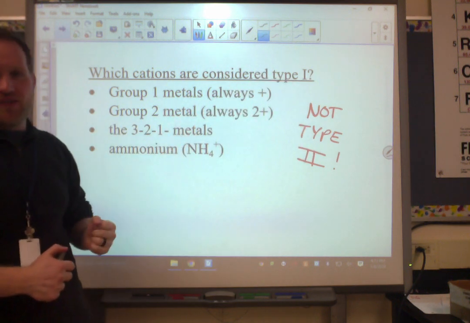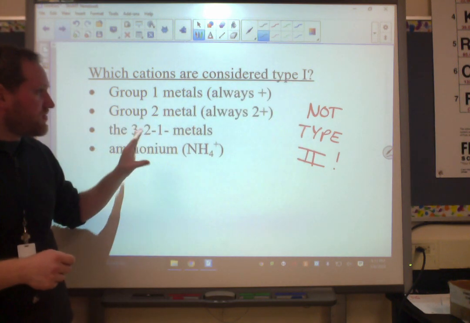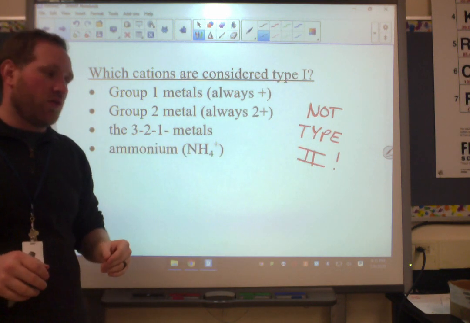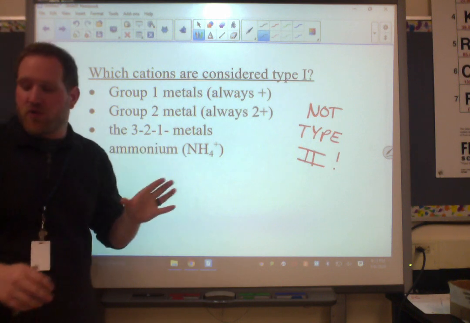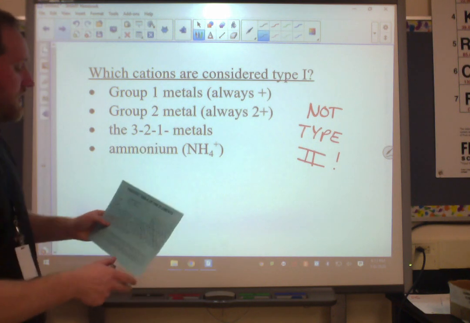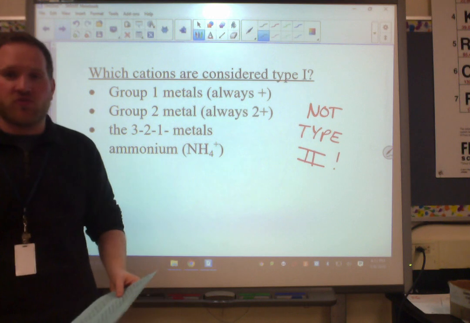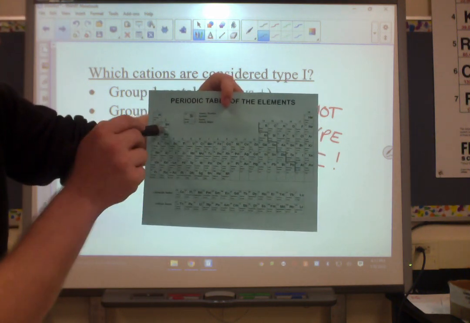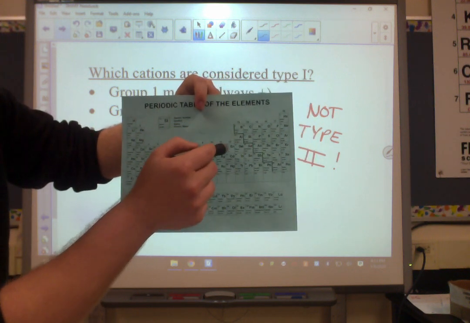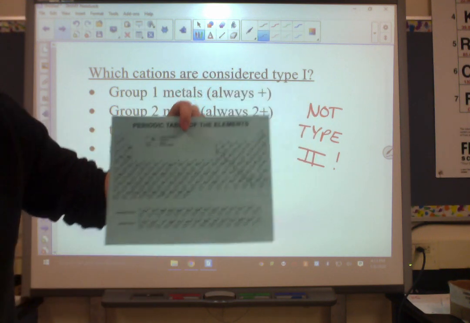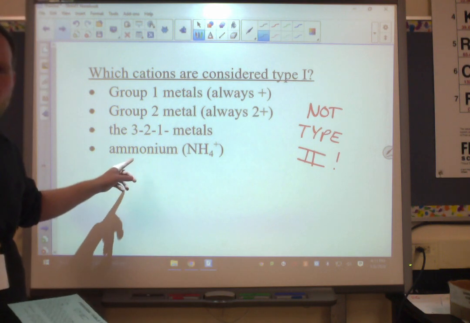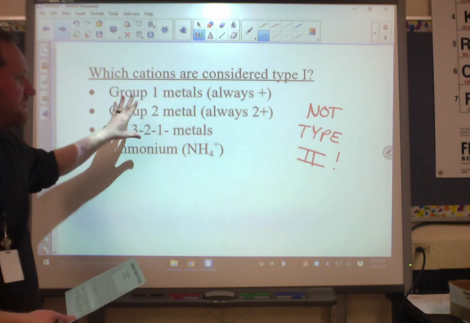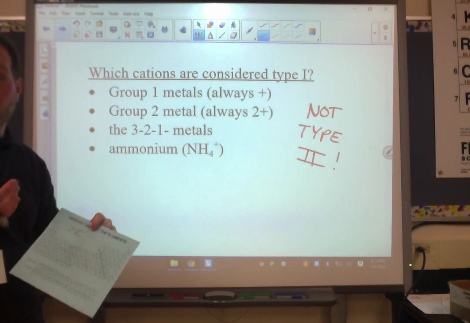I pulled this right from my last video. If you ever see these, they are not type 2, and you are wrong if you use the type 2 naming for them. So don't think that you're always going to use Roman numerals. The type 1 cations are the ones that always have a known charge. On your periodic table, that means group 1 metals, group 2 metals, and the 3-2-1 metals: aluminum, zinc, silver, and ammonium, which is one of the most common polyatomic cations. Okay? So if you have any of these, you're wrong if you call it type 2.